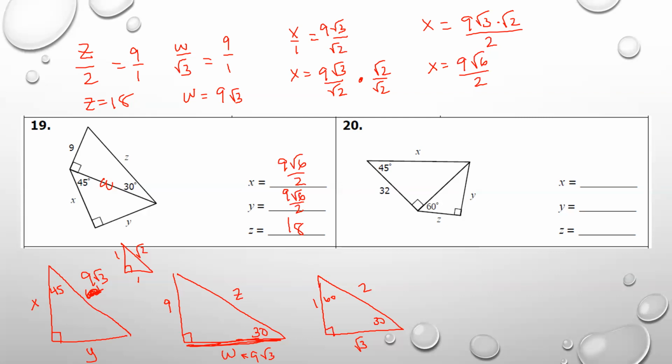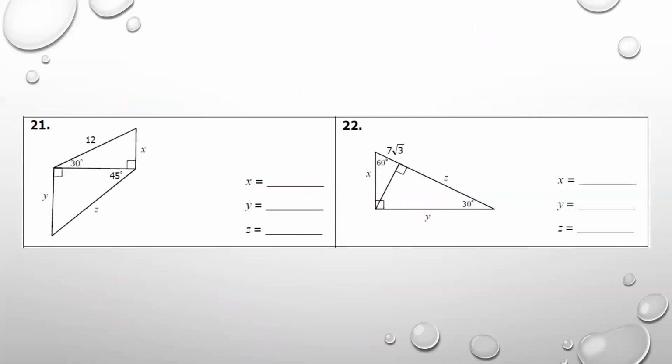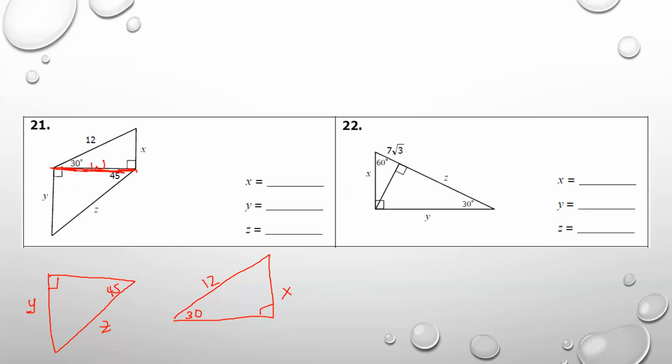Okay, I want to skip down to number 21. Here we go. Number 21, we've got 2 triangles again, so let's redraw them. Y, Z, 45, and then we've got X, 30, 60, 90, and a 12. Let's again give the side that they're sharing its own variable name. I'm going to call it W again.